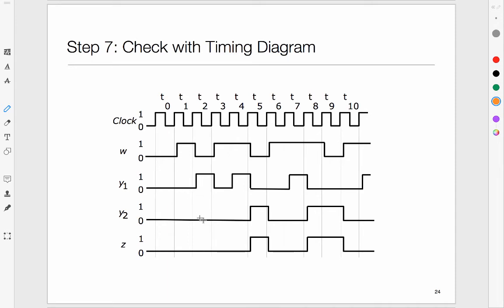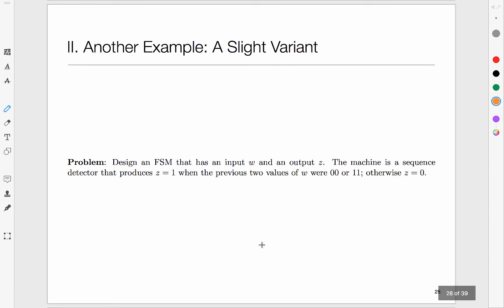Y1 and Y2 are being generated by us because that's a state update, and therefore they will always change a little bit after the clock tick, because the state is updated at that time. And likewise, Z is again updated as a result of state change in a Moore machine. So in a Moore machine, Z will also change only after the clock ticks. On the other hand, if it was a Mealy machine, then Z can change whenever W can change. So state diagrams hopefully are obvious. Okay.